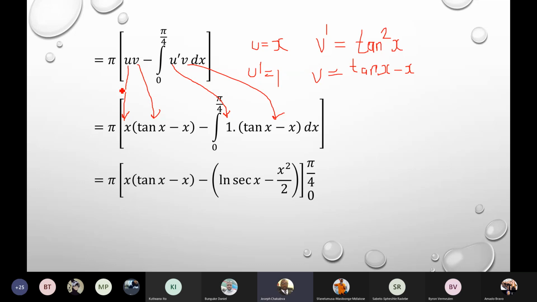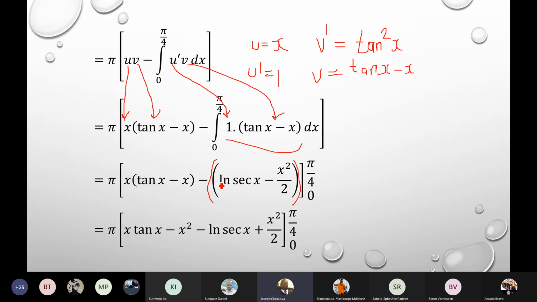Then you complete, because here 1 times this part is just tan x minus x, because the 1 multiplies everything inside. So 1 multiplies tan x is tan x, 1 multiplies x is x. So if you integrate, tan is ln sec. If you integrate x, it is x squared over 2. Important thing is you have to put it inside a bracket. If you don't put it inside this bracket, you get a wrong answer. Then you remove the bracket on that last step.